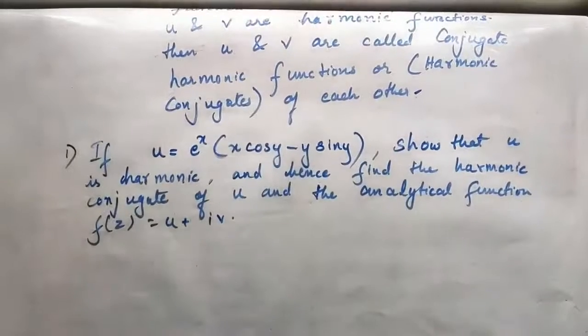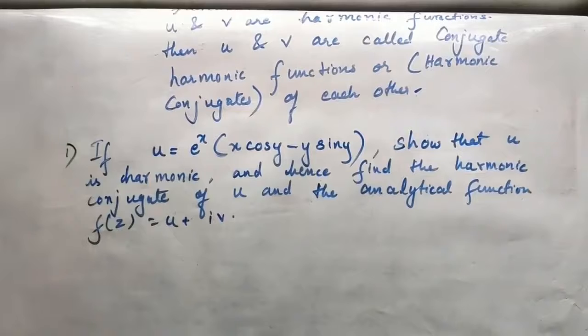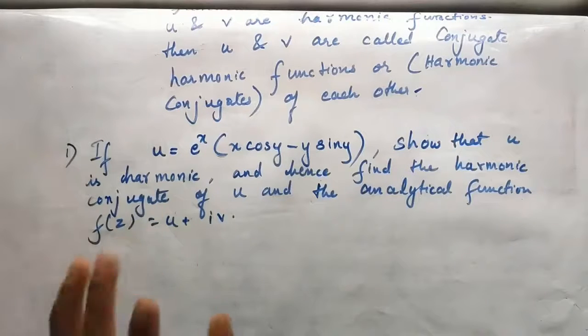Okay, let us find that. It means you have to work on proving u is harmonic first. That is, you have to prove dou square u by dou x square plus dou square u by dou y square is equal to 0. Hence we can show that it is harmonic.